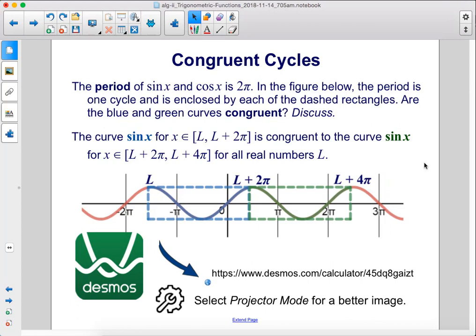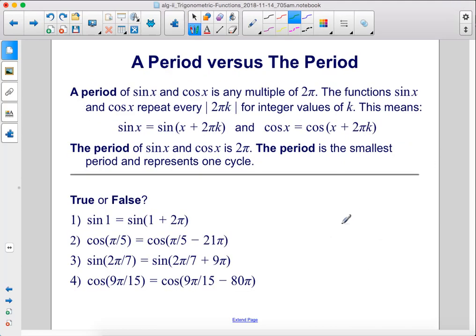In the figure below, the period is one cycle and is enclosed by each of the dashed rectangles. Are the blue and green curves congruent? Discuss. The curve sin x for x belonging to the interval L to L plus 2 pi is congruent to the curve sin x for x belonging to the interval L plus 2 pi to L plus 4 pi for all real numbers L. A period of sin x and cosine x is any multiple of 2 pi.